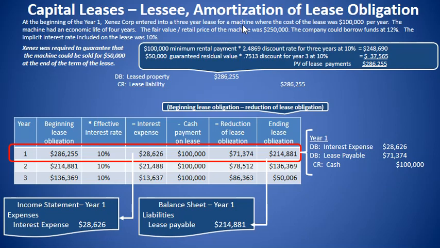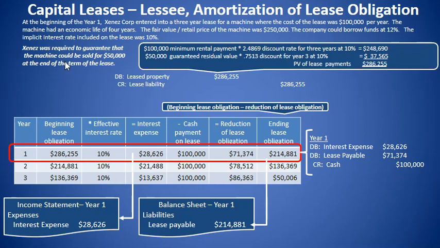It entered into a 3-year lease for a machine, and the cost of the lease is $100,000 a year for those 3 years. The machine had an economic life of 4 years, and the fair value retail price of the machine was $250,000. The company's incremental borrowing cost is 12%, and the implicit interest rate on the lease is 10%. In addition, Xenex was required to guarantee that the machine would be sold or could be sold for $50,000 at the end of the term of the lease.